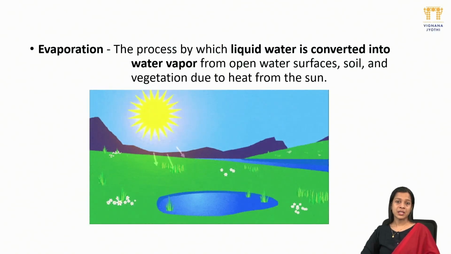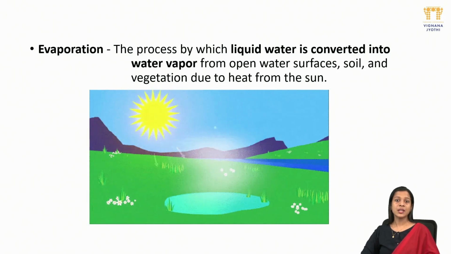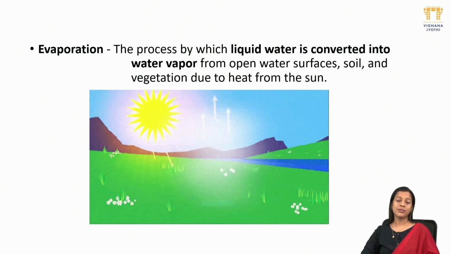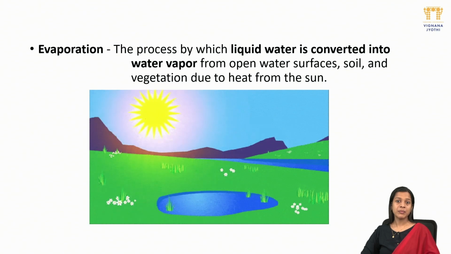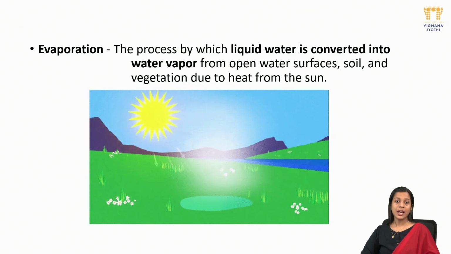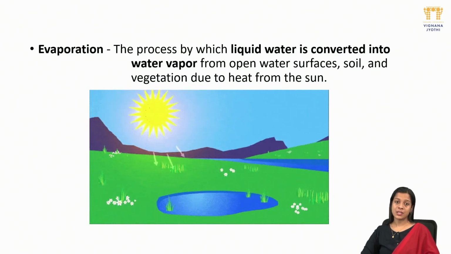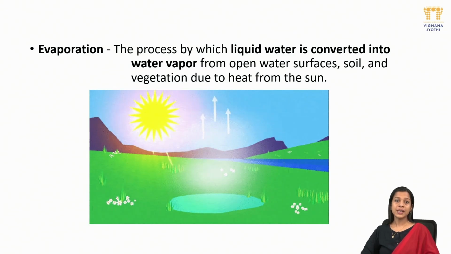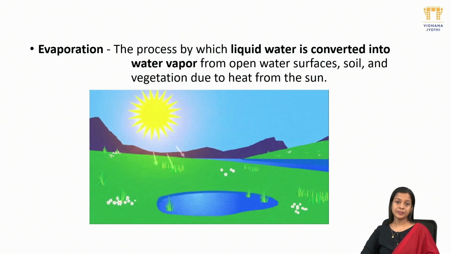Next is evaporation. Evaporation is the process by which liquid water changes into water vapor due to heat from the sun. Evaporation mainly occurs from oceans, rivers, lakes, wet soil and vegetation surfaces. Globally, oceans contribute the highest amount of evaporation. A simple daily life example is the drying of wet clothes under sunlight.